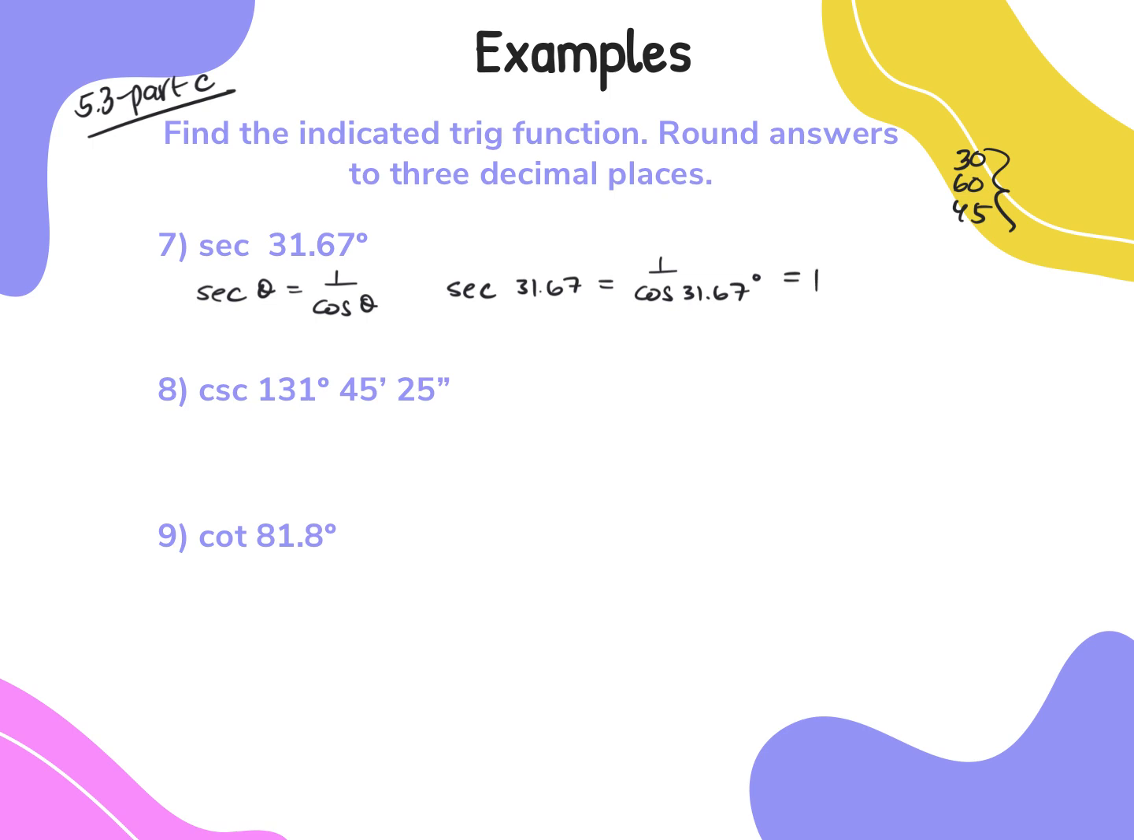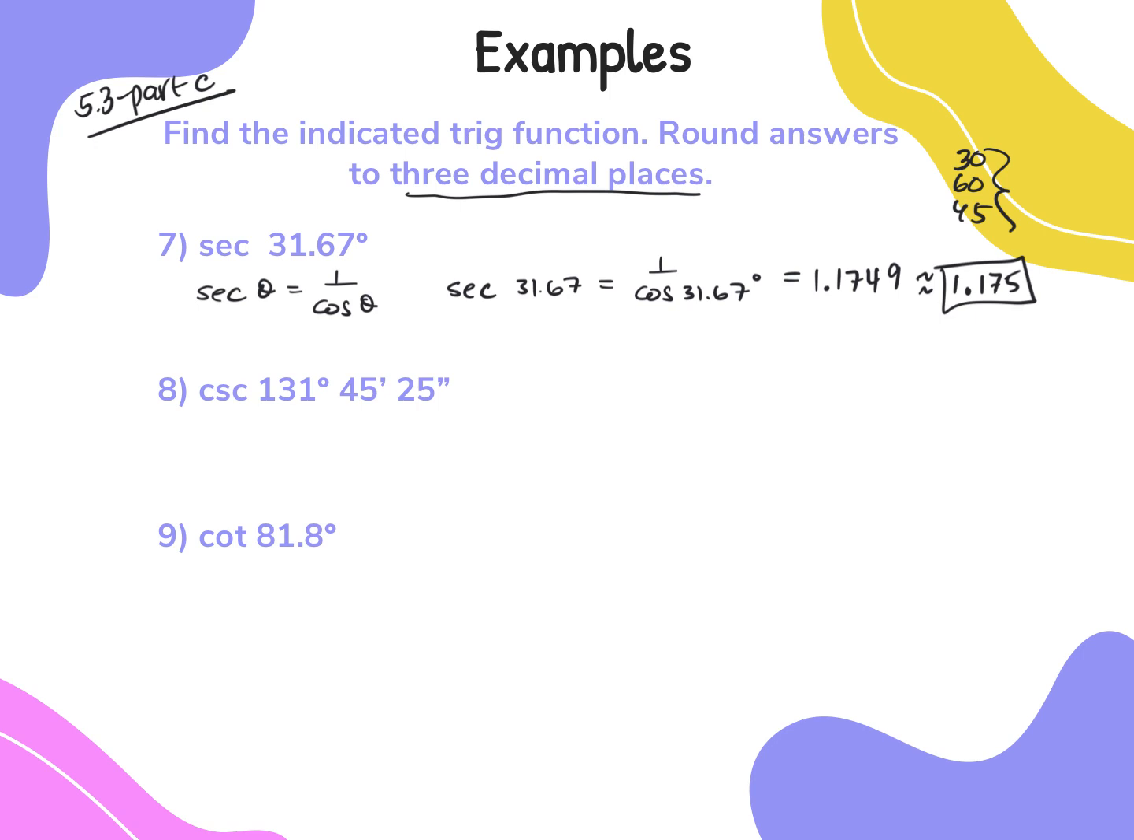And you should get 1.1749, and it tells you to round to 3 decimal places, so it's approximately 1.175. And so this is the secant of 31.67 degrees.